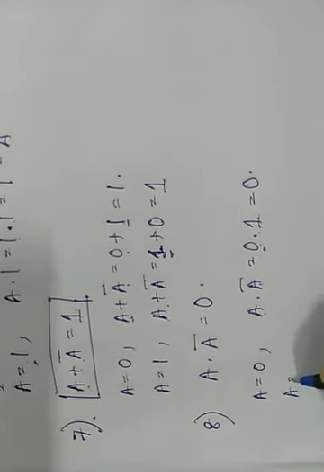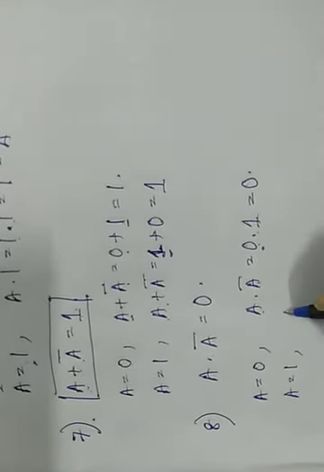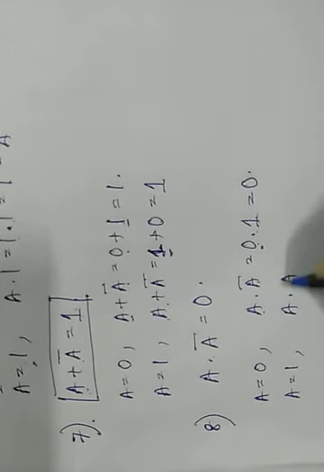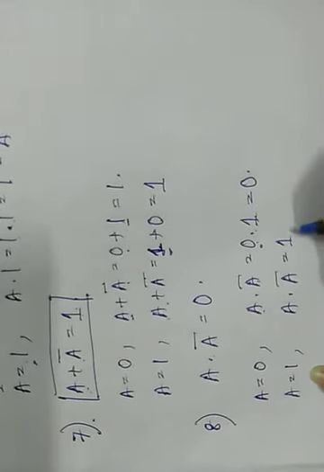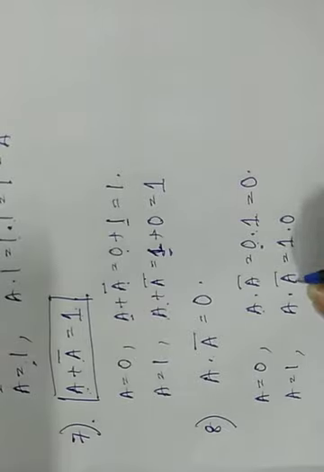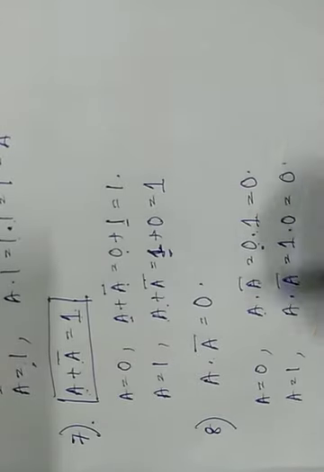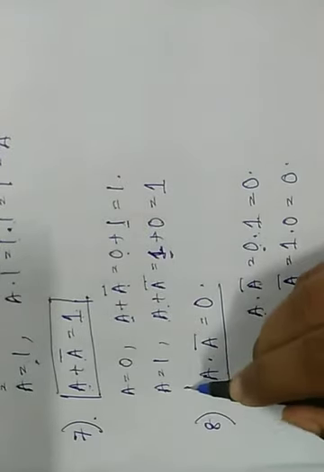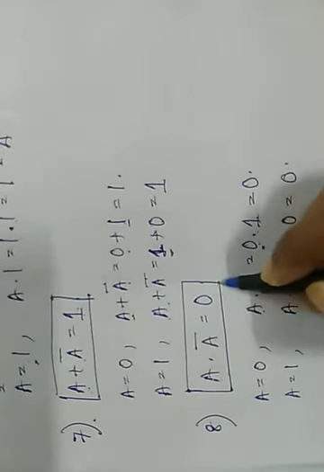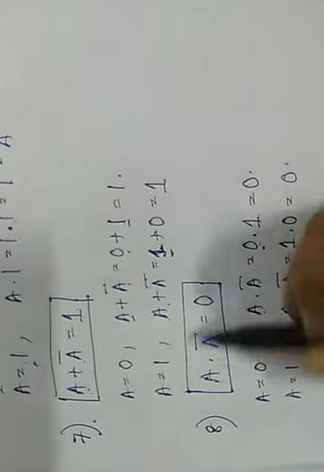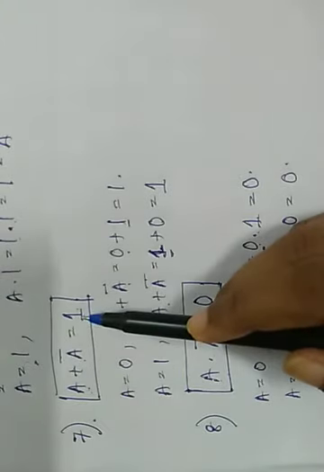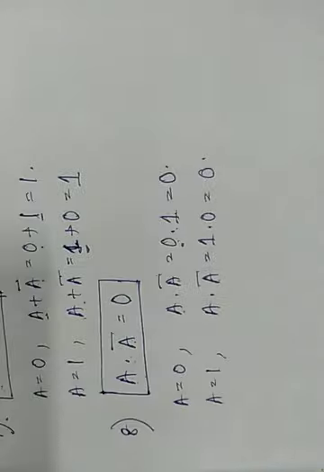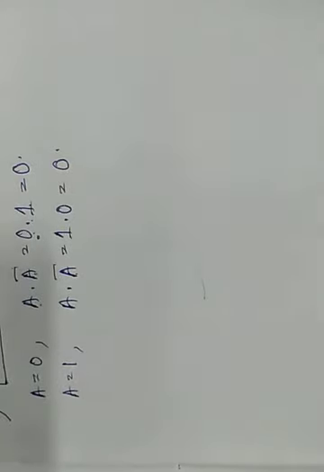Again, if a is 1, a dot a complement equals 1 dot 0, since a complement equals 0. So whatever be the value of a, if we do the AND operation with its complemented value, it is 0. If we do the OR operation with its complemented value, it is 1. So we get these identities.